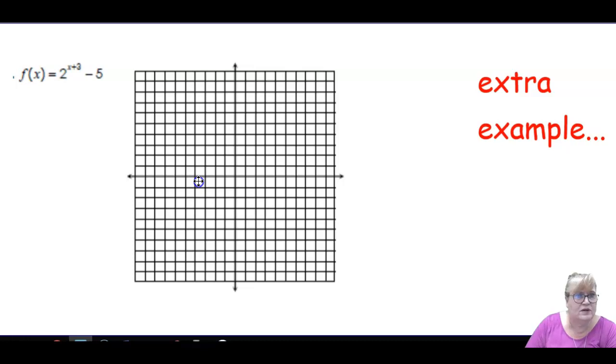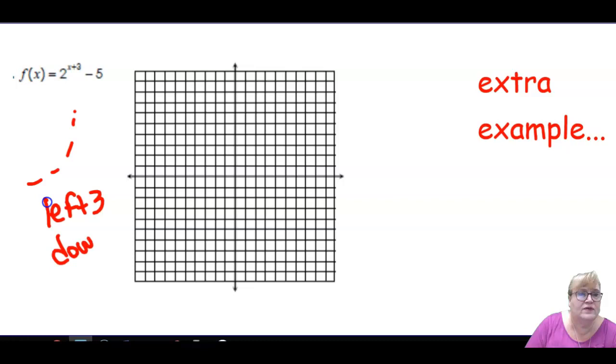Extra example, again, this one is a growth function going this way, and it's shifted left 3 and down 5. So the asymptote would be down here at -5. And the left 3 means instead of 0, 1 here, it's going to go left 2, 3, and down 5. And that's going to be a nice dot here, and it's going to be doing this, okay?